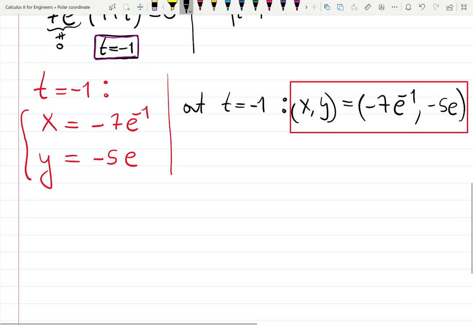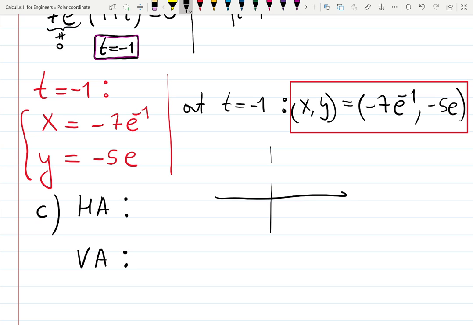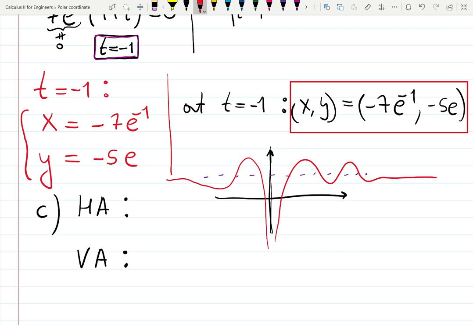Okay, last question, C. We're asked to find vertical asymptote and horizontal asymptote. Let me start with horizontal asymptote. Well, these are very interesting. So horizontal asymptote, if you don't remember first calculus, just imagine that horizontal asymptote looks something like this. If you want to see if a function has horizontal asymptote, you want to check the behavior of the function when input is infinite, both at left side and the right side.